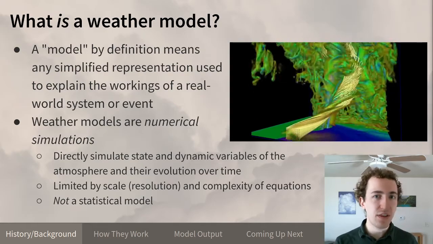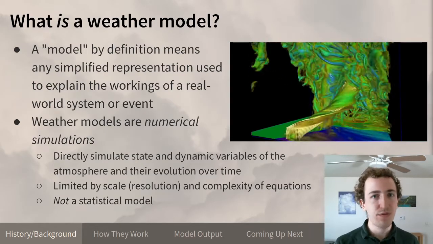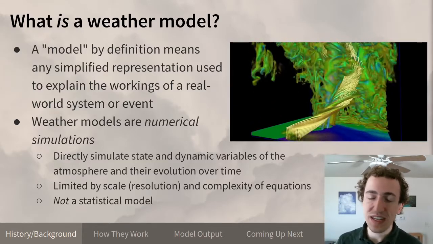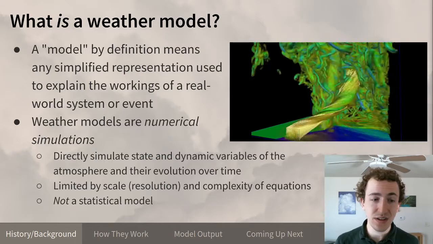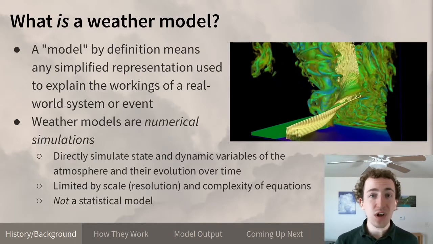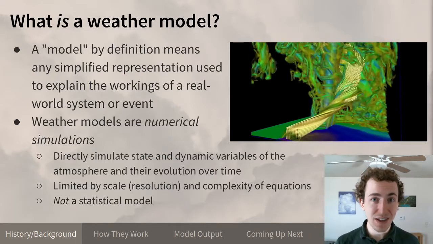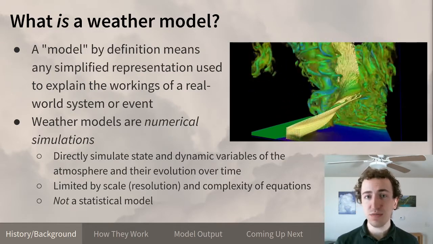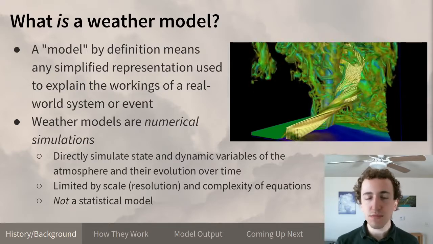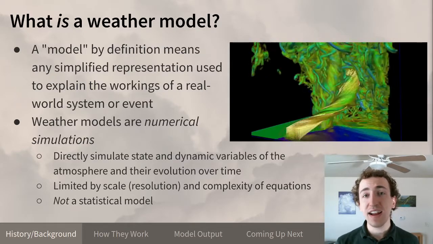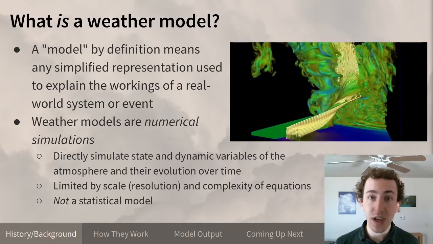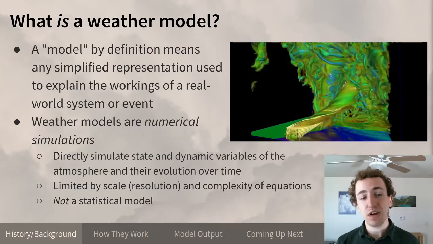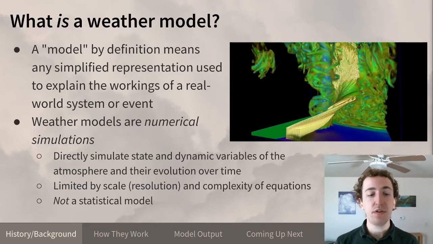If we're talking about a weather model, like when you hear the models forecasting this in a TV forecast or an online forecast, those are numerical simulations. So they're directly simulating state variables, pressure, temperature, humidity, all things of that sort, and dynamic variables, really meaning wind and things related to the movement of the air, simulating those variables of the atmosphere and how they evolve over time.